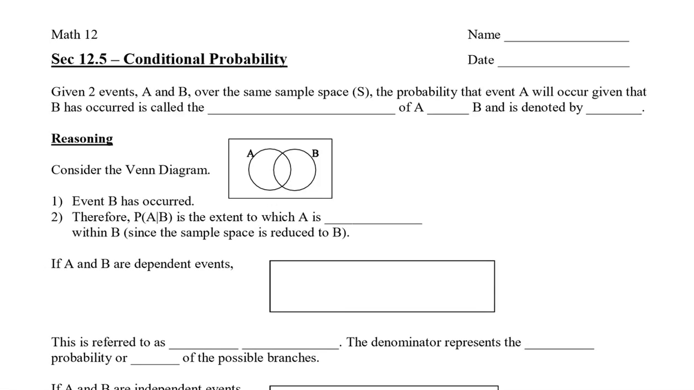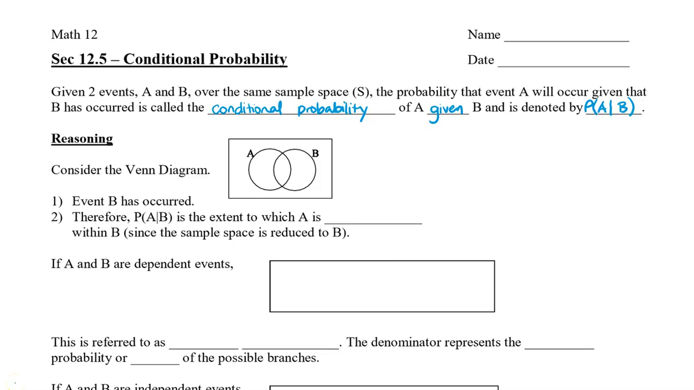In this lesson, we're going to take a look at conditional probability. Now, given two events A and B over the same sample space S, the probability that event A will occur, given that B has occurred, is called the conditional probability of A given B. It is denoted or written by probability of A, and then we draw a straight line, and then B. So probability of A given B. So let's take a look at the reasoning.